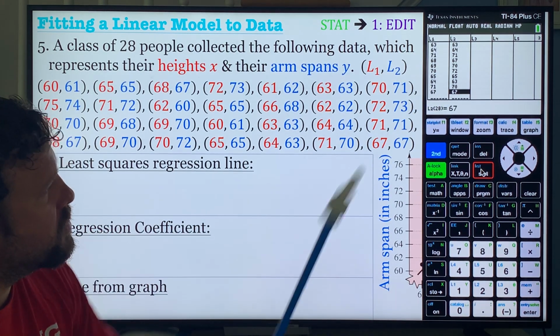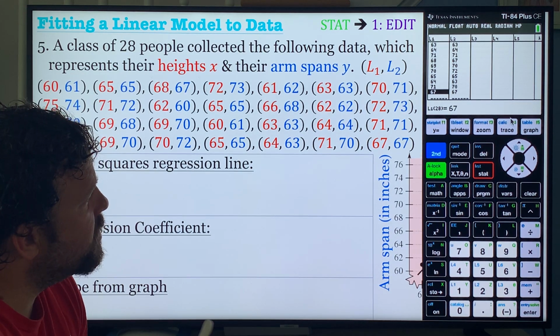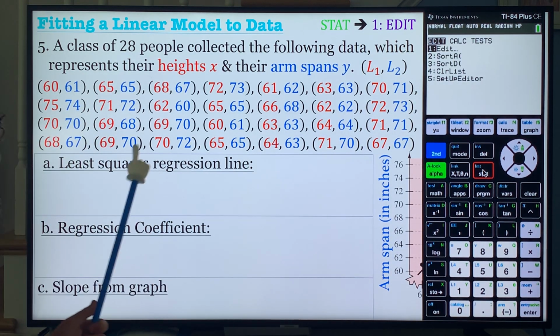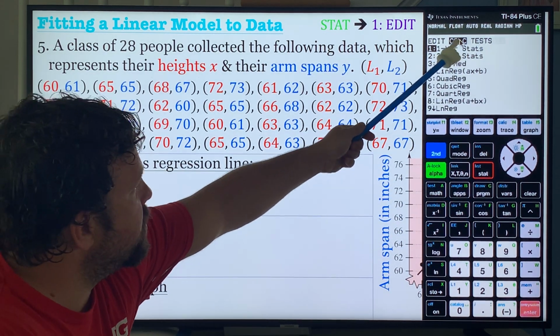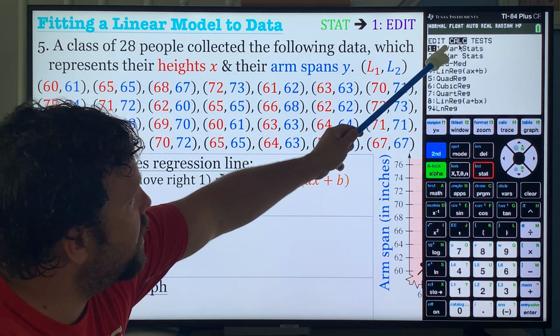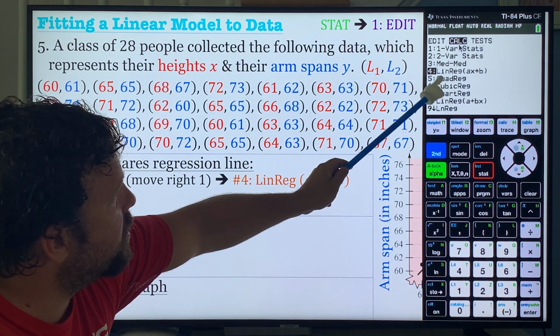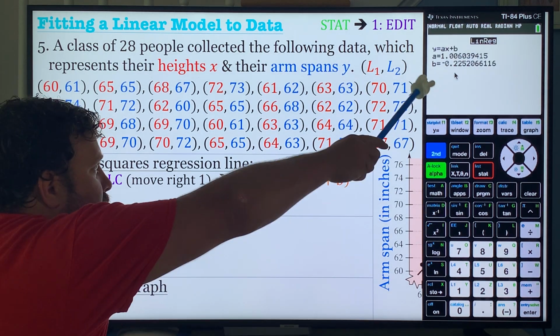Those are all your L2s, those are all your L1s. I go, okay, that looks pretty good. I have my number 28, so now I can go to my next one, least squared regression line. So I hit stat, I hit calc, okay? Then you go down to number 4, which is lin reg, and then you just click down to calculate.